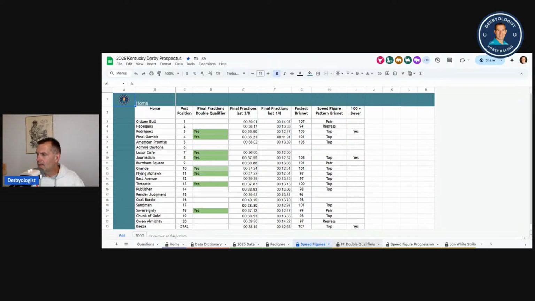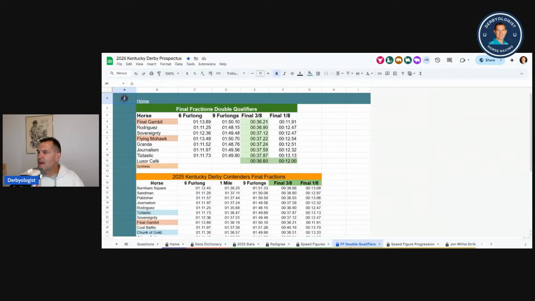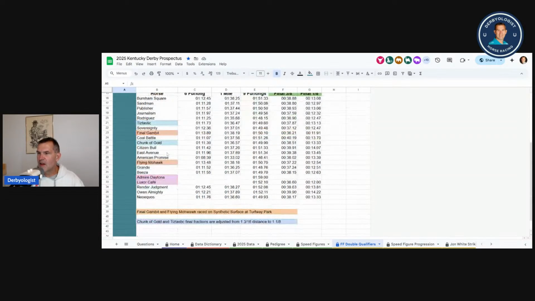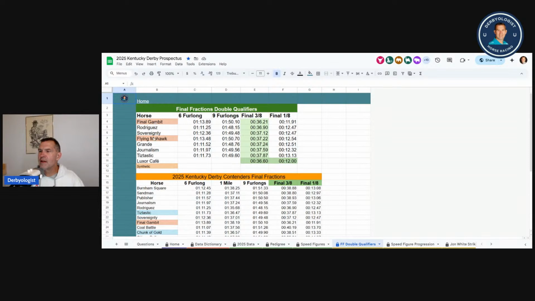And then the next page is the final fraction double qualifiers. You can see the 8 qualifiers. This is from the final fractions video. These are all of the horses. Now, remember, Final Gambit and Flying Mohawk did it on synthetic, and that is why they have such fast final fractions, because normally on a synthetic surface, they go slow early and they go fast late. So that is why their fractions are very fast.